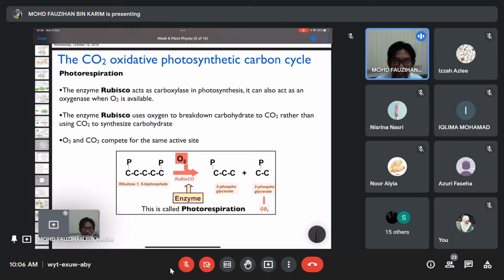If you increase the concentration of the carbon dioxide, it means that you increase the chance of having glucose being produced. If the environment at that time has more concentrated oxygen, then you will get photorespiration and you will get nothing.